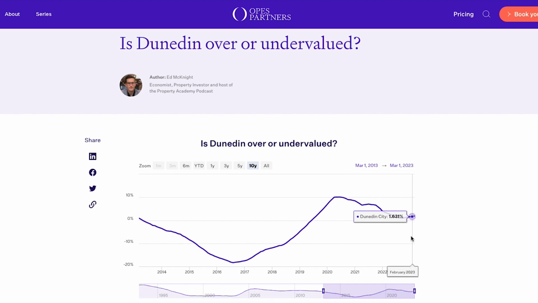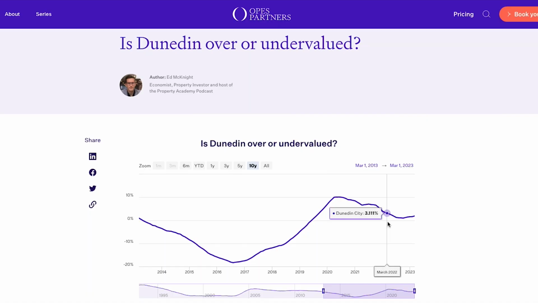Now, this is really important because you see the line going down, but that doesn't mean that Dunedin house prices weren't going up, or necessarily that Dunedin house prices were going down. What it's really showing is that during that pandemic phase, when property prices increased by a substantial amount, Dunedin was dropping behind, not because property prices weren't going up, but because they weren't going up as fast as the rest of the country. That is the key point. This graph doesn't show you whether property prices are going up or down. It shows you whether they're going up or down as fast as the rest of the country.